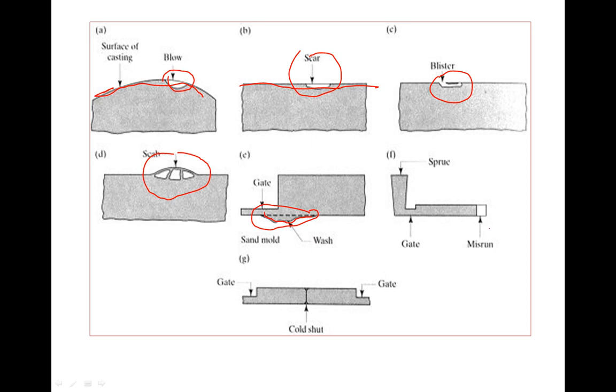And this is misrun, which means you are pouring the molten metal, and the metal reaches only up to this portion, rather than reaching this end. So this is called a misrun.